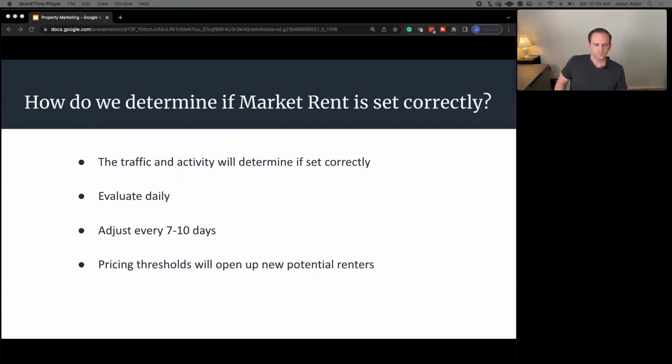So how do we determine if market rent is set correctly? In my opinion, in my experience and everything that I've seen, the traffic and activity that you're receiving on that property will determine if that is set correctly. I will look at this daily when I put a home on the market, and I'll just watch this.